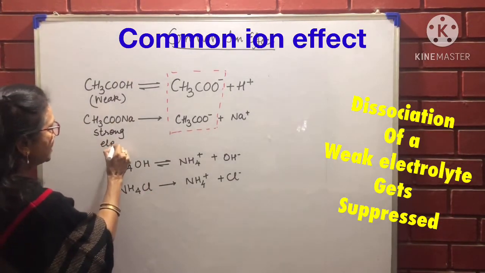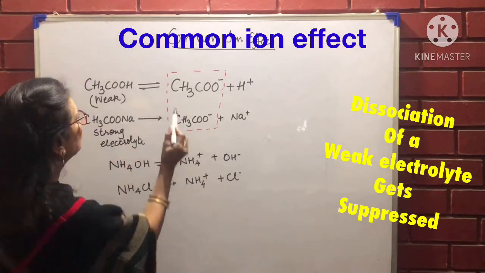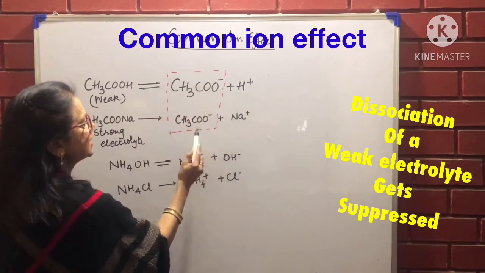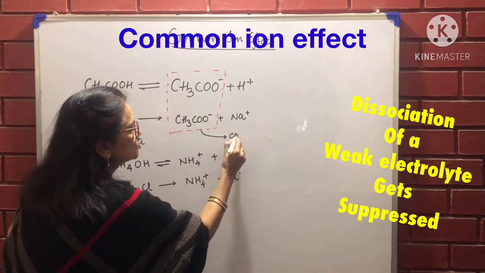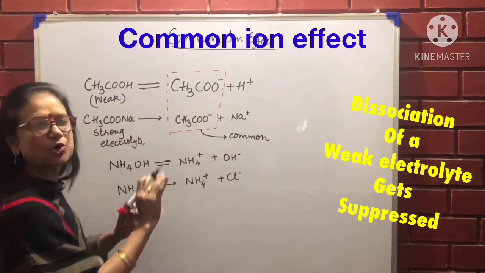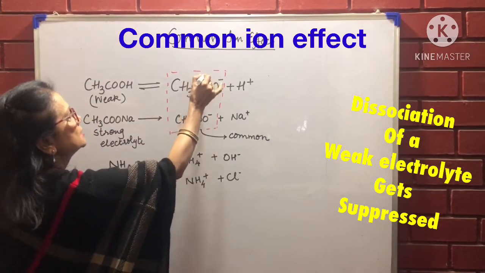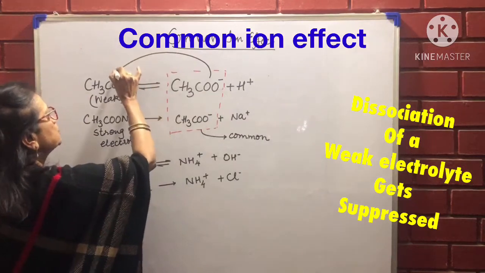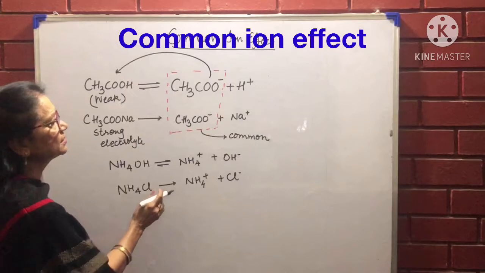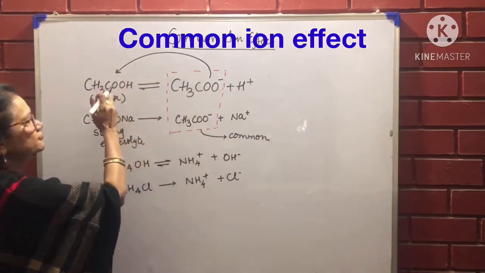So if I add a strong electrolyte to it, there is a common ion effect because acetate ions are here also. So these ions are in common. So when the ions are in common, it means acetate ions in the product have increased. If acetate ions have increased, the reaction is going to shift in the backward direction. You learnt in Le-Chatelier's principle, if I increase the concentration on the right, reaction will shift to the back.